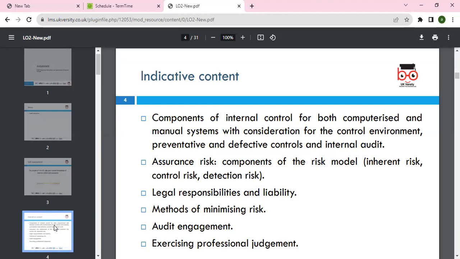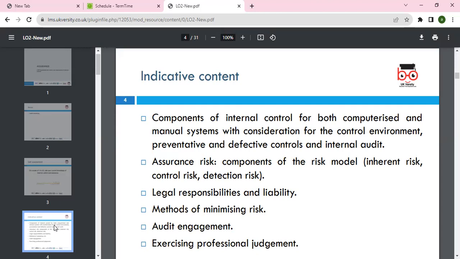The component of internal control for both computerized and manual systems, with consideration for control environment, preventative and detective control, and internal audit. We'll go through assurance risk and the component of the risk model. We'll go through 3 types of audit risk, the first of which is called inherent.